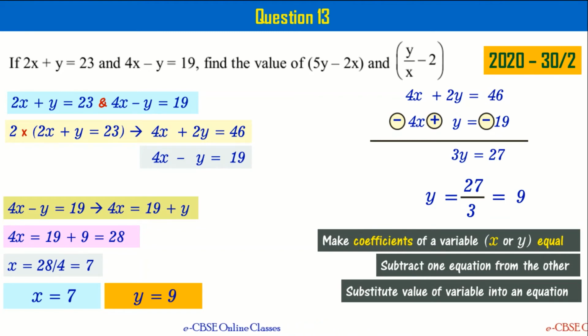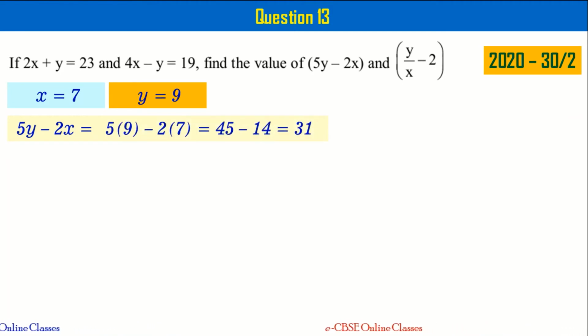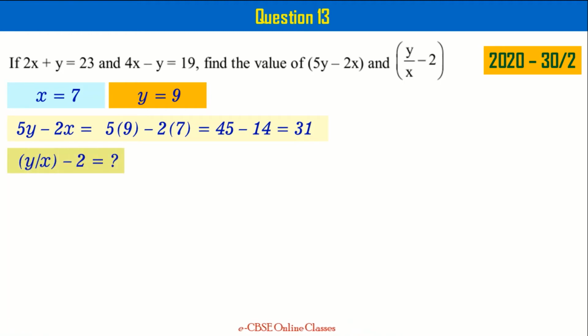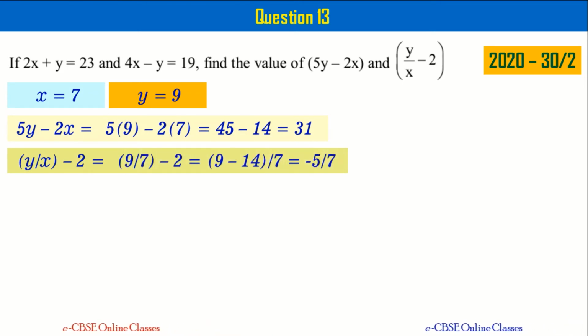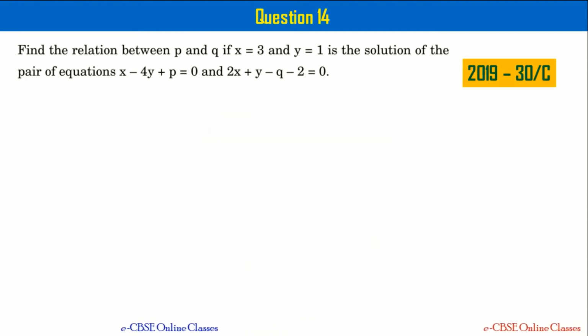Now we have to find the values of 5y minus 2x and y by x minus 2, right? To do that, I substitute x equal to 7 and y equal to 9 into 5y minus 2x, such that I get 31. The next one is y by x minus 2, which we have to find. Let's substitute y equal to 9 and x equal to 7 into this, so that we get y by x minus 2 equal to minus 5 by 7. With that, we have completed this problem. Let's go to the next problem, that is question number 14, where we're asked to find the relation between P and Q.